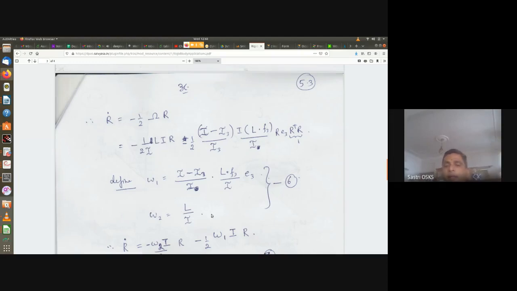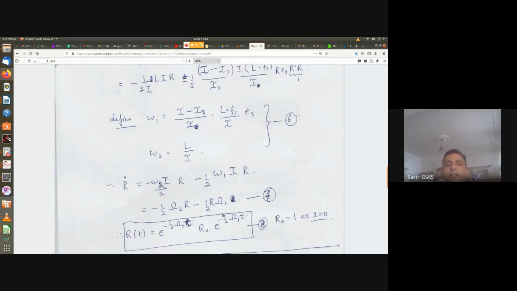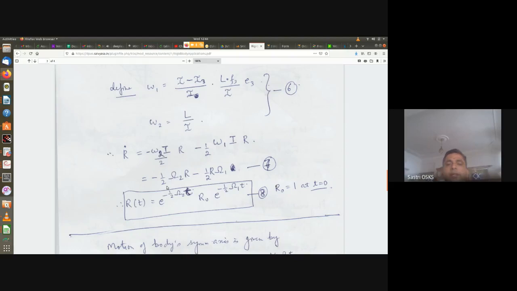Then, what do you get? If you substitute like this, you will get R dot equal to minus half omega 2 times capital I. This capital I is your E1 E2 E3, the pseudo-scalar of the geometric algebra of 3 dimensions, times R minus half omega 1 I times capital R. So you can call this I times omega 2 as capital omega 2 and I times omega 1 as capital omega 1. So R dot simply came out to be minus half omega 2 R minus half R omega 1. Okay.